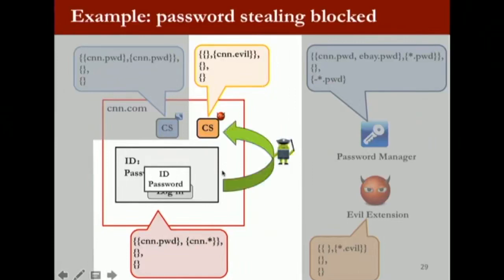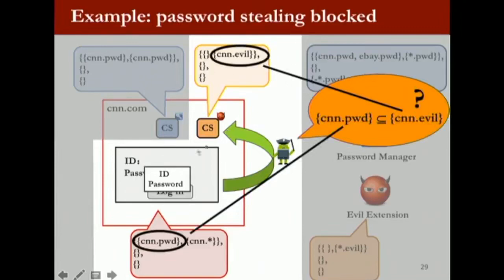All right. So now the information goes from the ID and password to the content script of the evil extension. So we're going to do the same check. We're trying to see whether the current level of this ID password field, which is CNN.password, is a subset of the ceiling of the content script, right? Now here, this check would actually fail because the extension is not allowed to learn CNN.password. Therefore, the reference monitor will actually stop this send from happening, right?